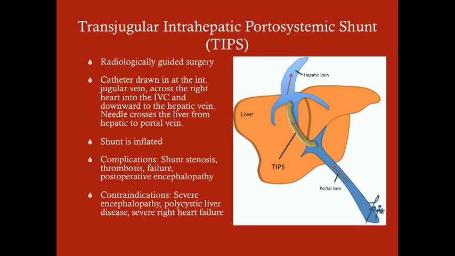This is the preferred surgical therapy, preferred to some of the open surgical therapies, especially in an emergent setting. The complications are stenosis of the shunt. That's pretty much any time you have a shunt, stenosis is possible. Thrombosis, failure of the procedure, and then anytime you're bypassing the liver, postoperative encephalopathy, because this blood is not getting detoxified by the liver. The contraindications include severe encephalopathy, polycystic liver disease, and severe right heart failure.